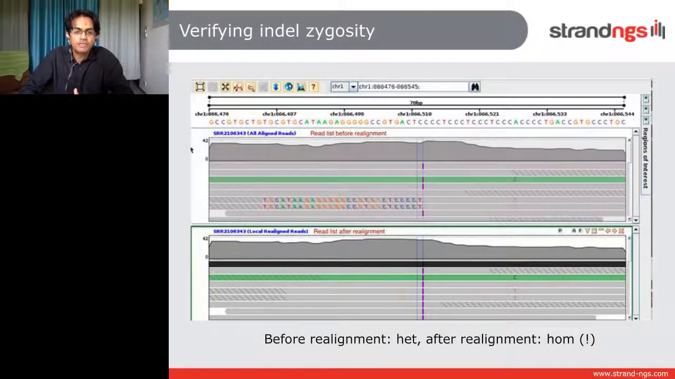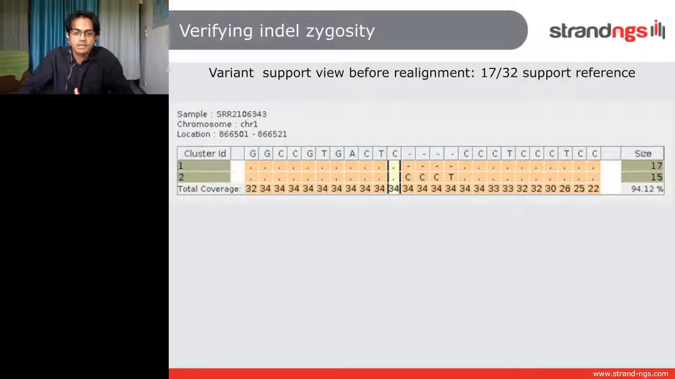Another view of this is to look at the variant support view in Strand NGS Server, where you're looking at the same insertion. This is, remember, it's a CCCT, it's a 4-base insertion, right? And this is the variant support view. So the variant support view gives you a few pieces of information. The first one is the cluster ID. So there are 2 clusters of reads here, right? This was before realignment.